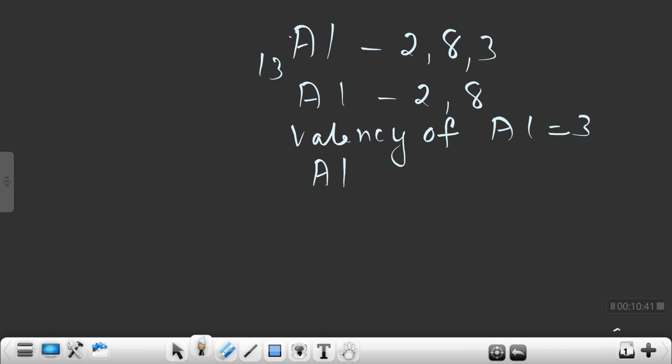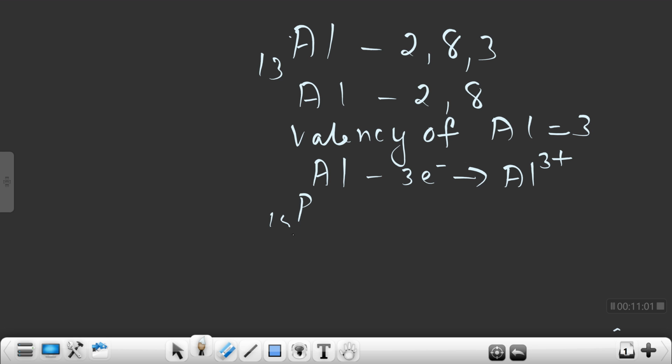Look here how to write the equation. Al minus 3 electrons, it will become Al3 plus. So valency is the number of electrons an atom loses, gains or shares during a chemical reaction.